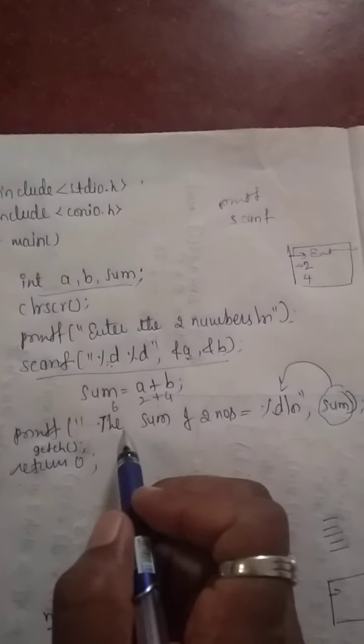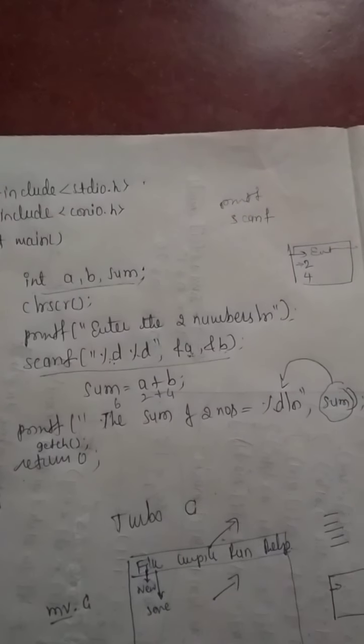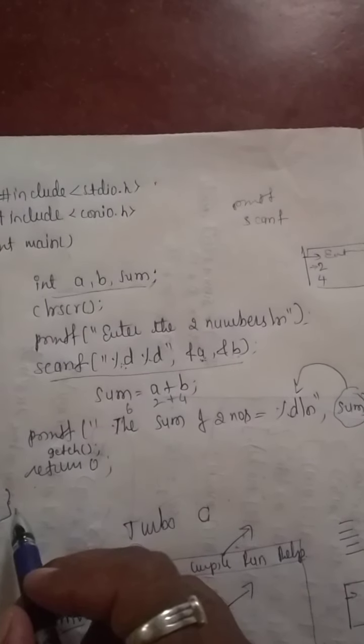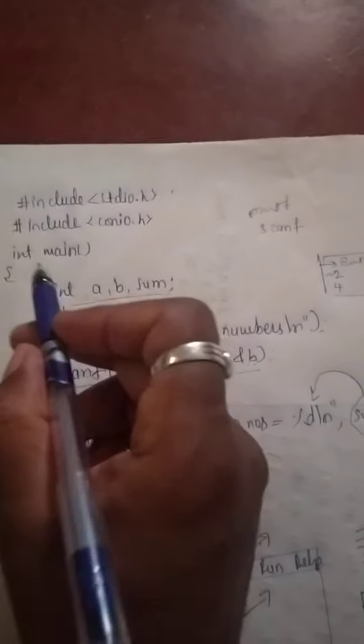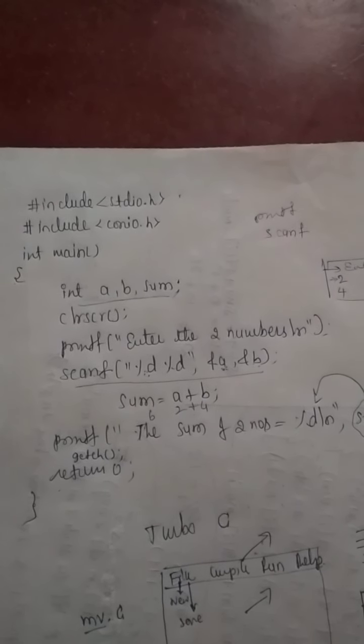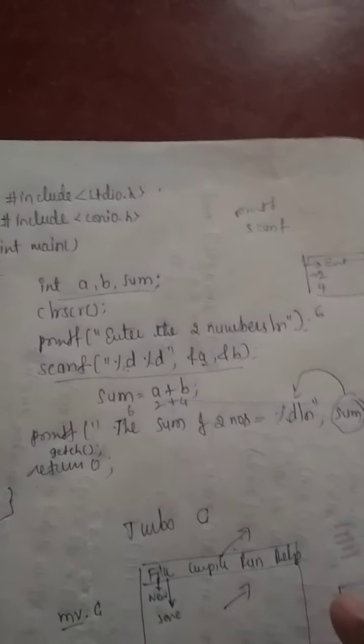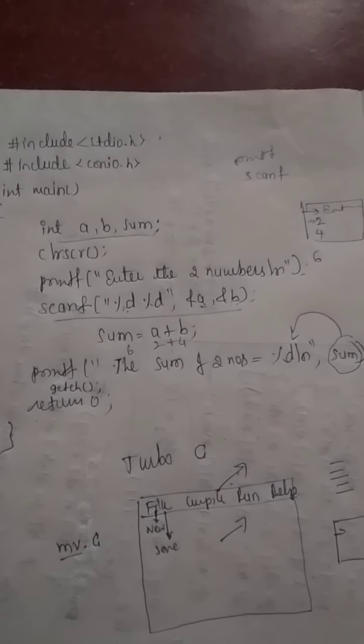Then getch is used to hold your output on the screen for a long time, and return 0 closes the program. Return 0 is there because the main function has the return type integer. So got it. The output you will get on the screen is 6. So this is one simple program. Thank you.